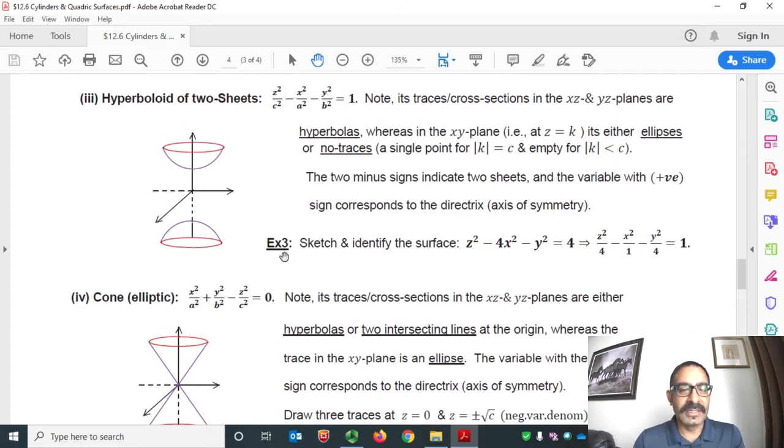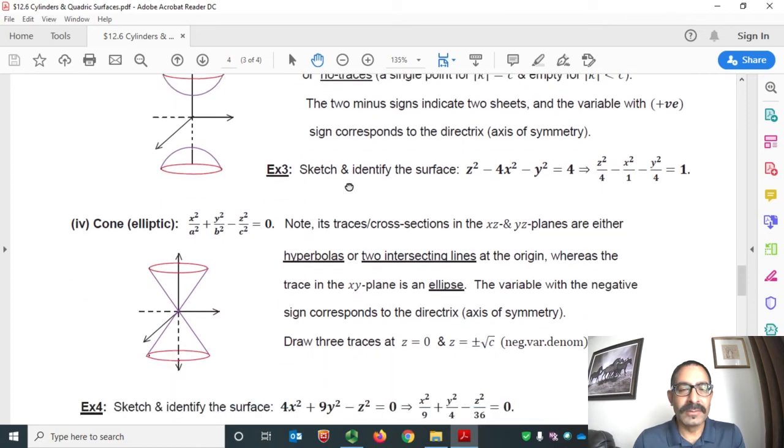So example 3, sketch and identify the surface. We write these equations in this form, then we can compare. So it has 2 minus signs, and the right side is 1, so that means it's a hyperboloid of 2 sheets. We're not interested in this one, so I didn't sketch the graph.